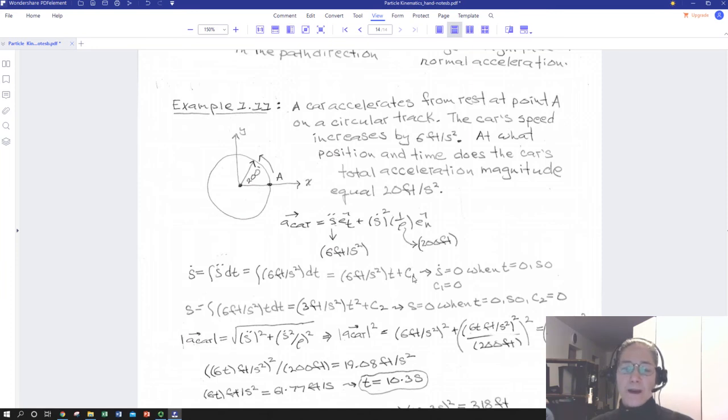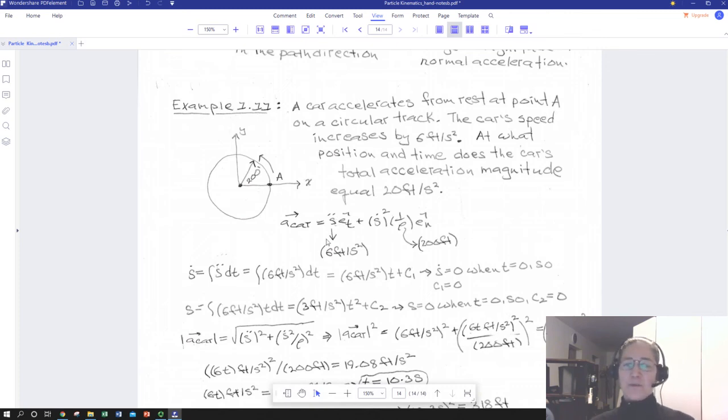So our S dot at t equals 0 is 0, so c1 is 0. So we have an S dot expression: 6 feet per second squared t. And so that should give us our total acceleration expression in terms of t.